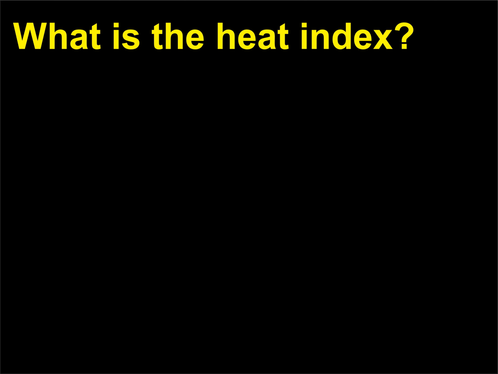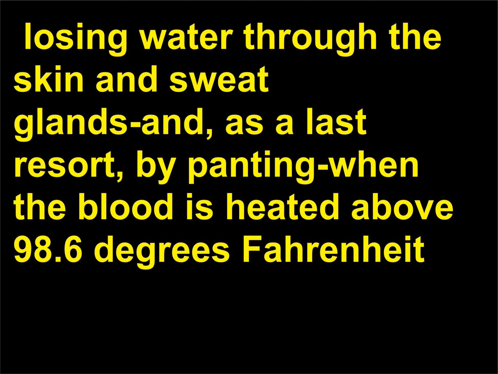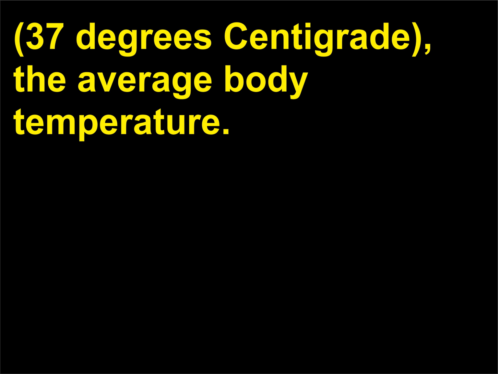What is the heat index? Our bodies dissipate heat by varying the rate of blood circulation, losing water through the skin and sweat glands, and, as a last resort, by panting when the blood is heated above 98.6 degrees Fahrenheit, 37 degrees centigrade, the average body temperature.